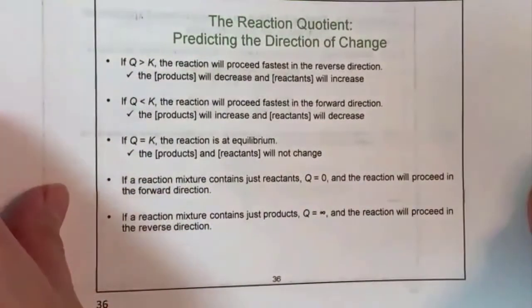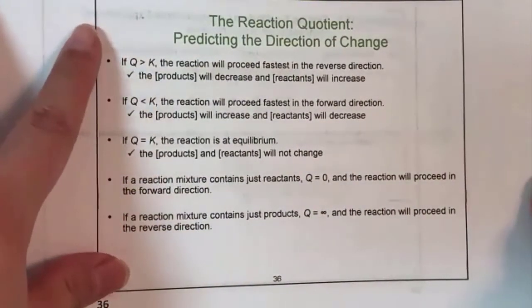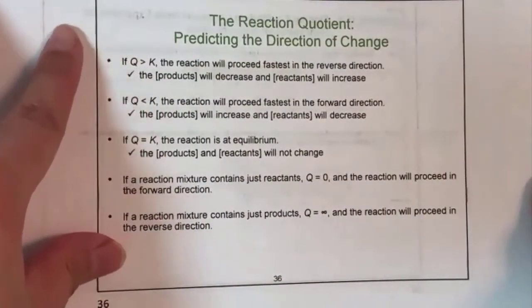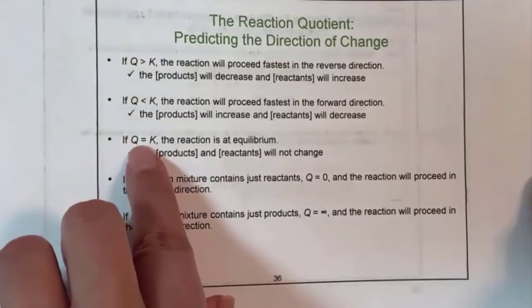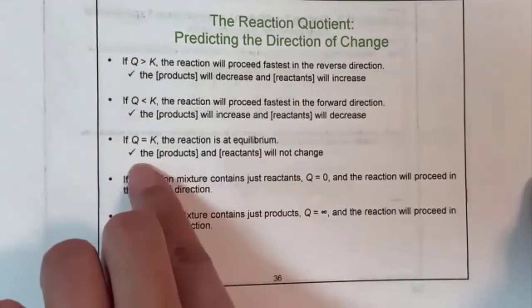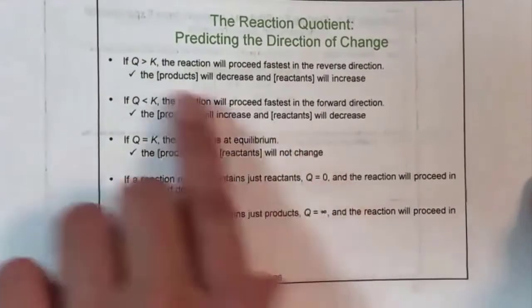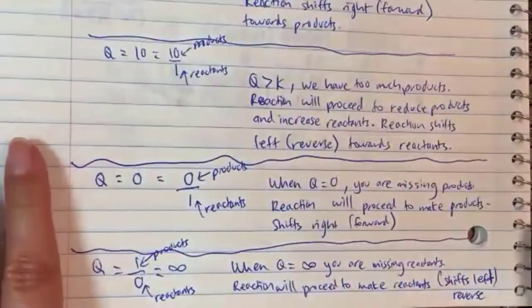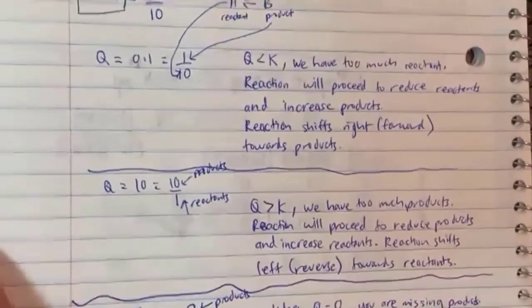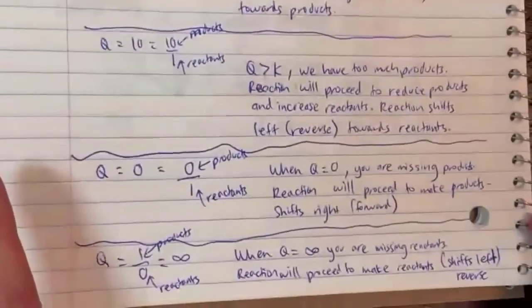It's actually given to you on slide number 36, where it tells you what happens. And of course, the one thing I didn't write down is when Q is K, it's at equilibrium. It's happy, it won't change. Okay, so there's these scenarios here. We wrote it all down, how it will shift. If Q is exactly the same as K, it's happy, it won't change.